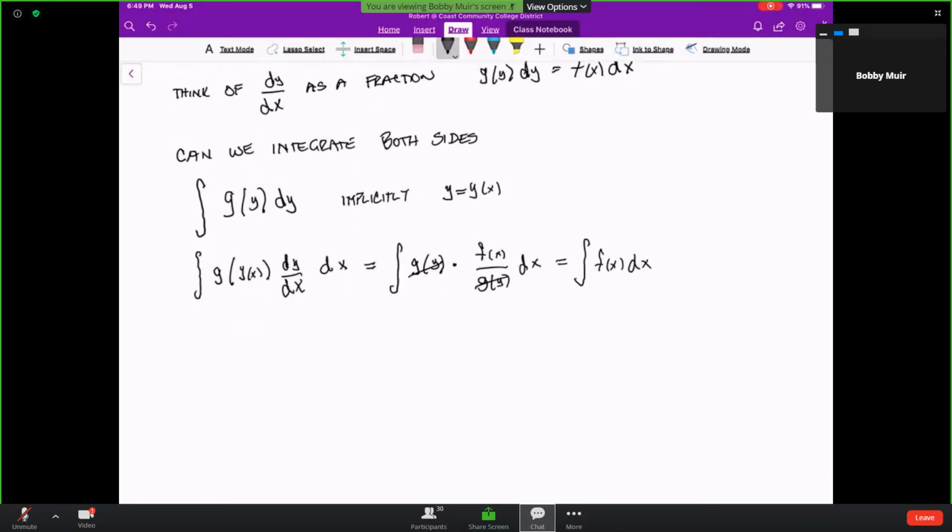So these separable differential equations, these are the ones where you quite often get implicit solutions. So like, for example, dy dx equals x times y. Can I separate this?